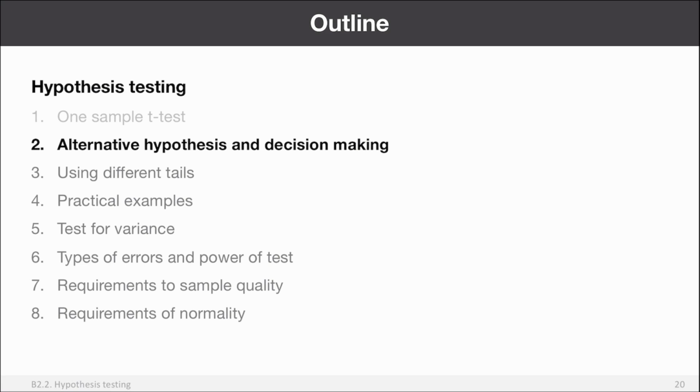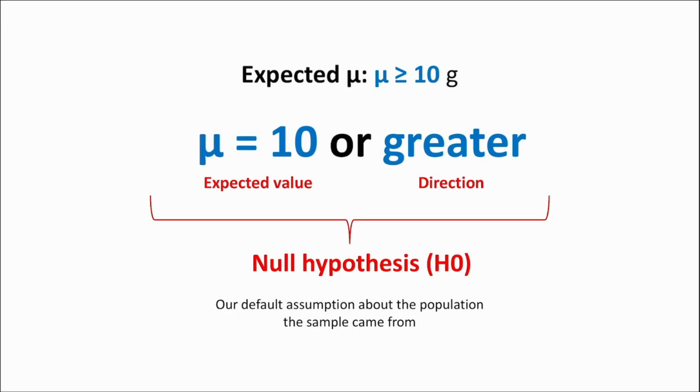All right, I hope now you have a little bit better understanding of what p-value is. Let's talk more about hypothesis testing. First of all, let me remind you, our assumption of the population which we use to make a test consists of two things: the expected value and the direction. And this assumption we call a null hypothesis, right?